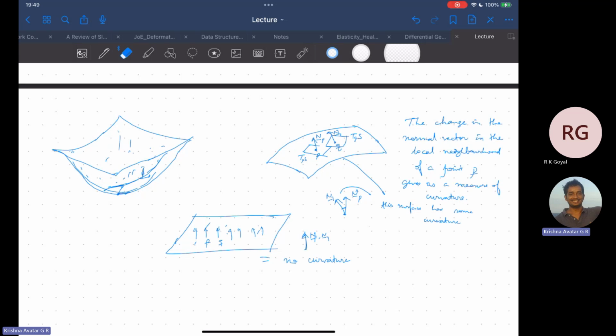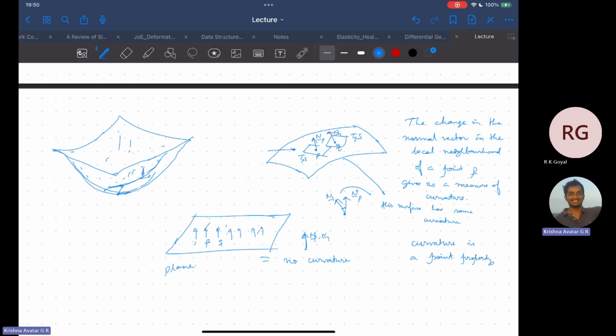As we recall from our portion on curves, curvature is a local property, a point property. It varies from point to point in general. It's only in specific cases like that of a plane where the curvature is zero throughout. But in general, it's a point property and it varies from point to point on the surface.